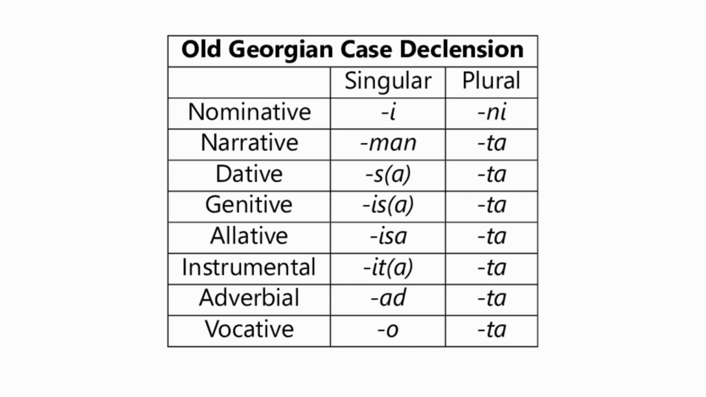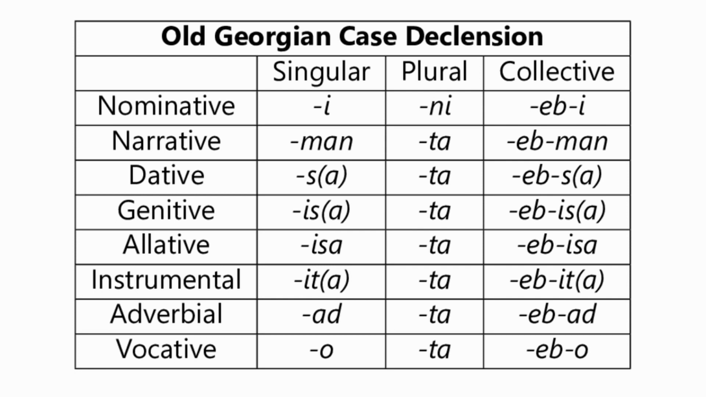Well, it turns out, Old Georgian also had a collective marker "eb", present from Proto-Kartvelian, which is similar but still distinct from the plural. The collective marker was agglutinative in that it could combine with the case marker following it. You can see on the chart that the case declension for the collective marker is just the marker "eb" followed by the normal singular declension endings.